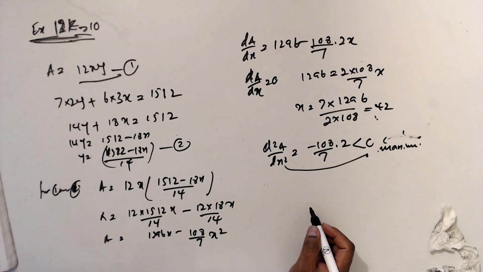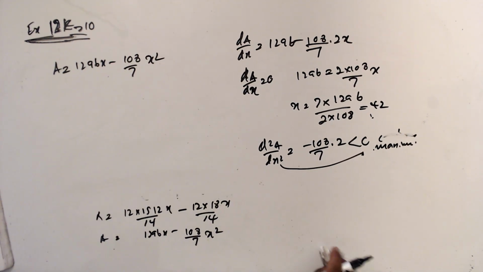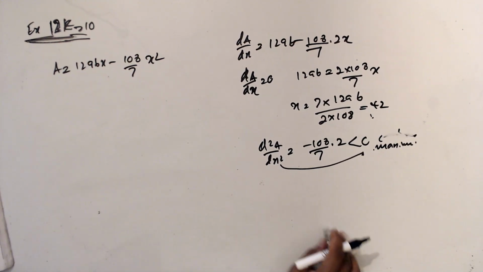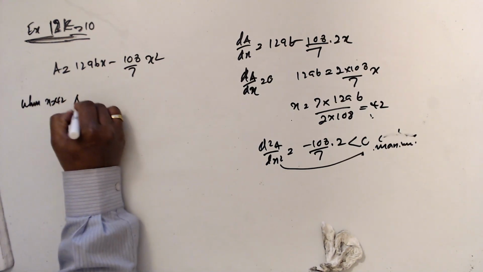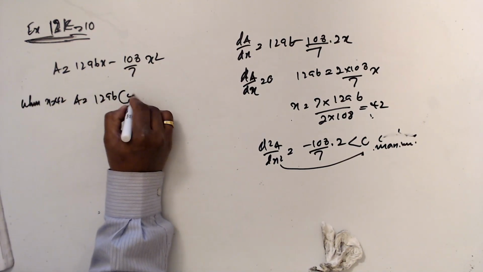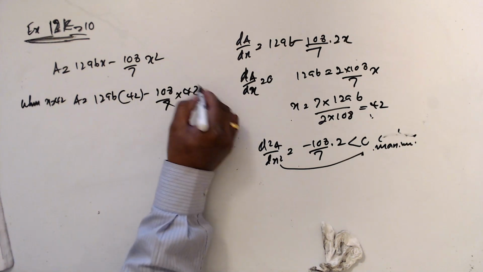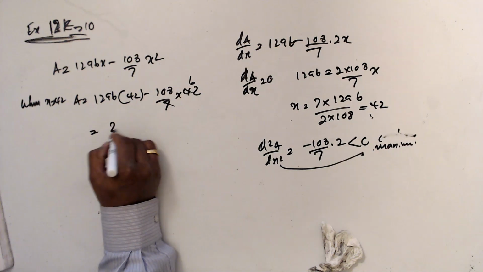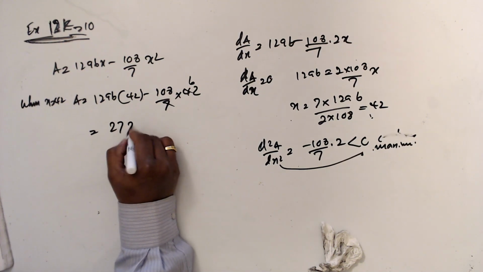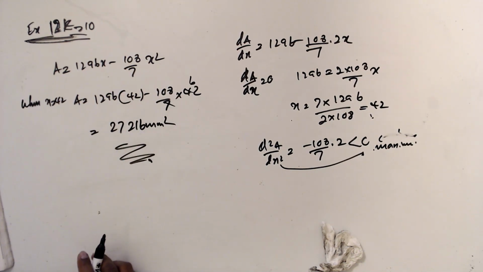Now we need to find the maximum value. So we have to substitute into the formula. So this is A, and now we want to substitute when x equals 42. When x equals 42, A equals 1296 times 42 minus 108 over 7 times 42 square. So this is going to be 27,216 square millimeters. The model answer is easy.